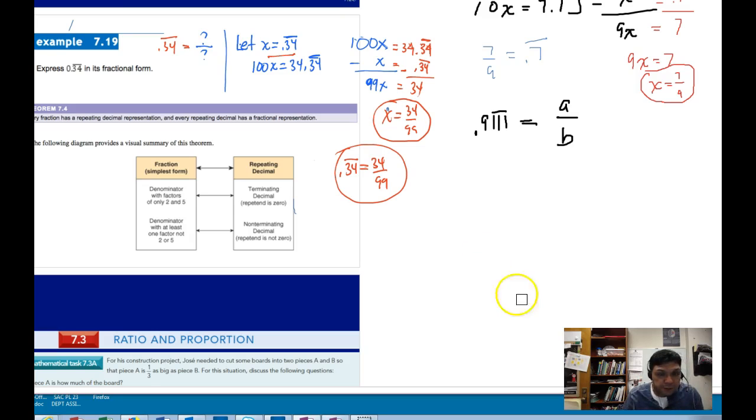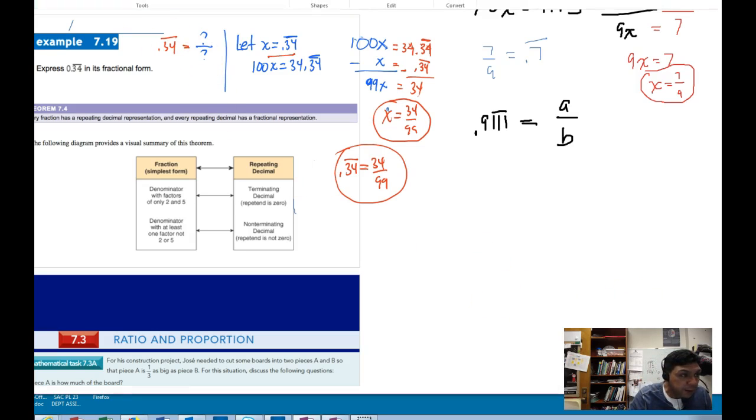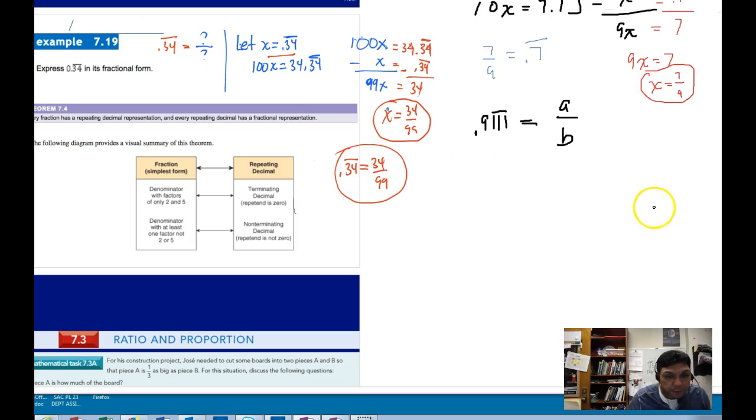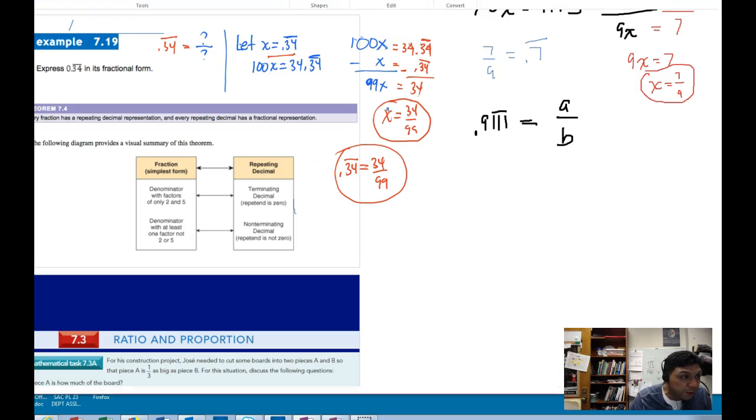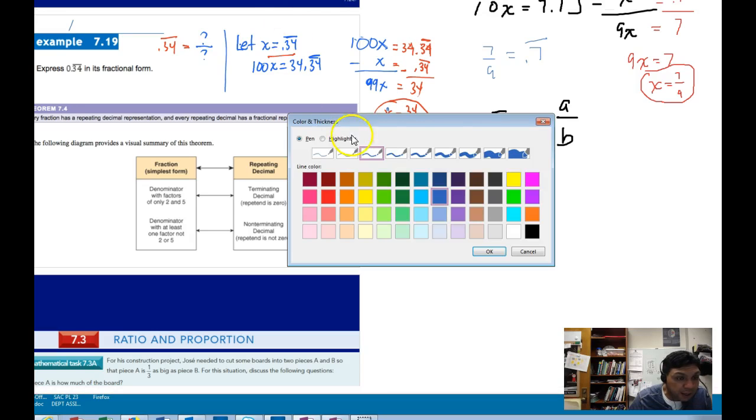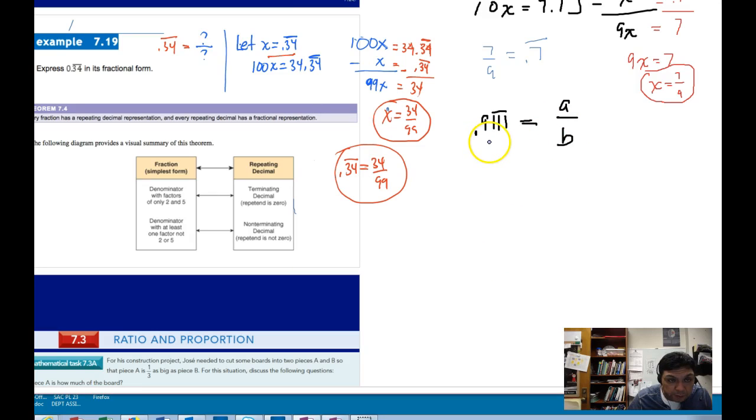Okay, so let's finish with the second example here. This one's a little bit harder example. It's asking this question of 0.9111 forever. And so looking at that, this was a little bit more challenging problem, because in this trick we're trying to decide what do we multiply by. What we're looking for is how many times we need to move the decimal so that we can get the repeating part by itself. So that's what we're looking at right there.